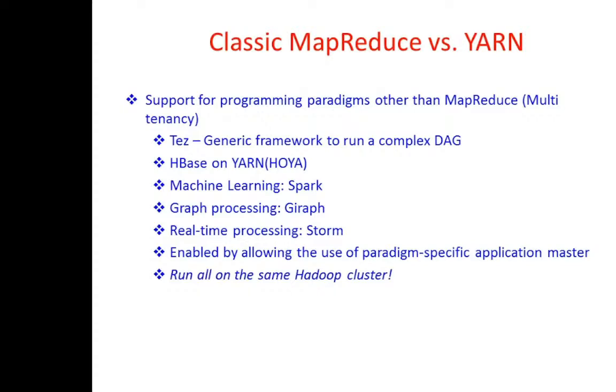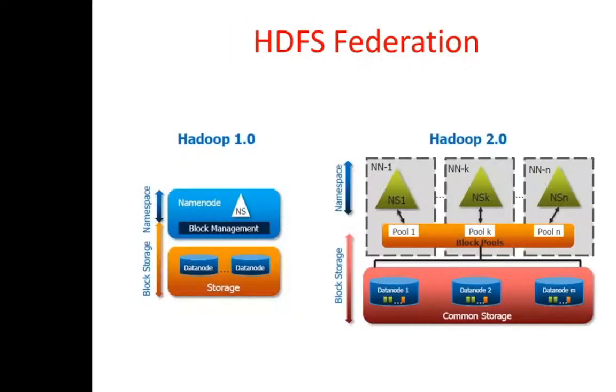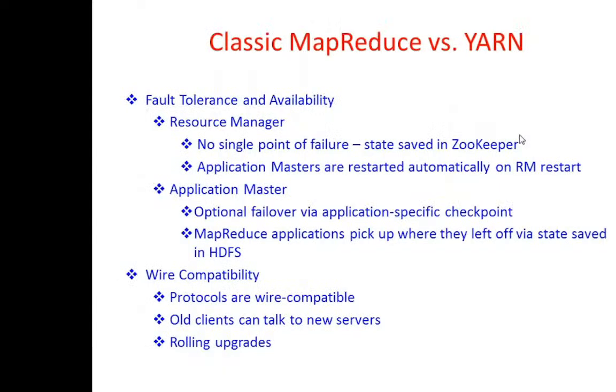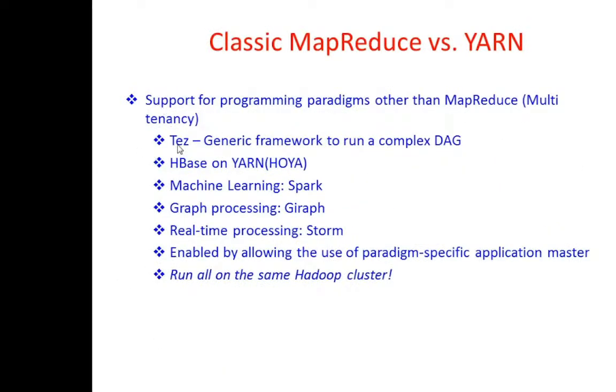And there are some components; over here we are saying that there are some non-MapReduce jobs. So what are these non-MapReduce jobs? Other data processing. There are some new components like Tez. There is something known as HBase on YARN, which is Hoya. Machine learning, Spark. Graph processing, Giraph. Real-time processing, Storm. All of these things are the other data processing. They are not based on MapReduce, but they can run on the same Hadoop cluster on which MapReduce can also run. So that's the major difference.